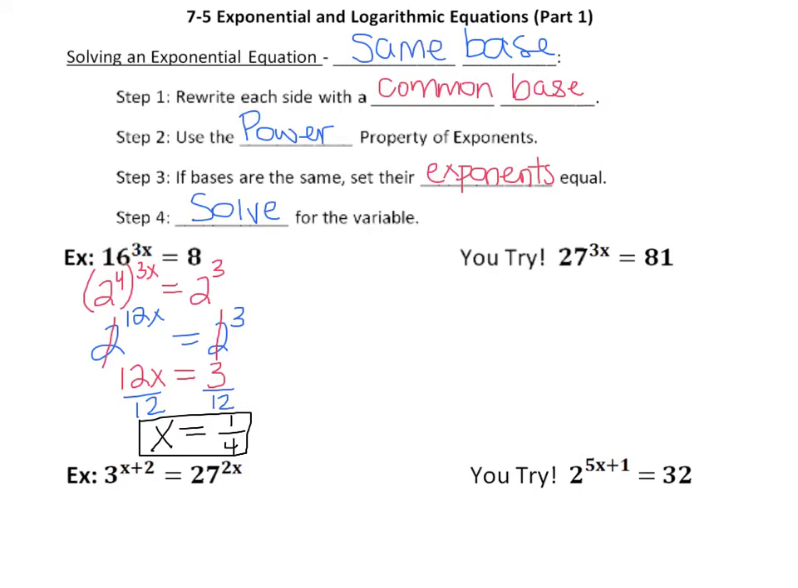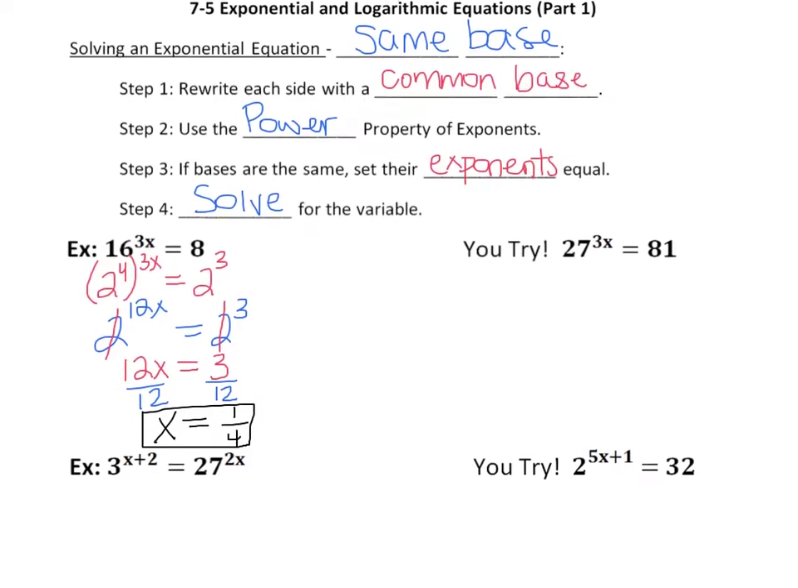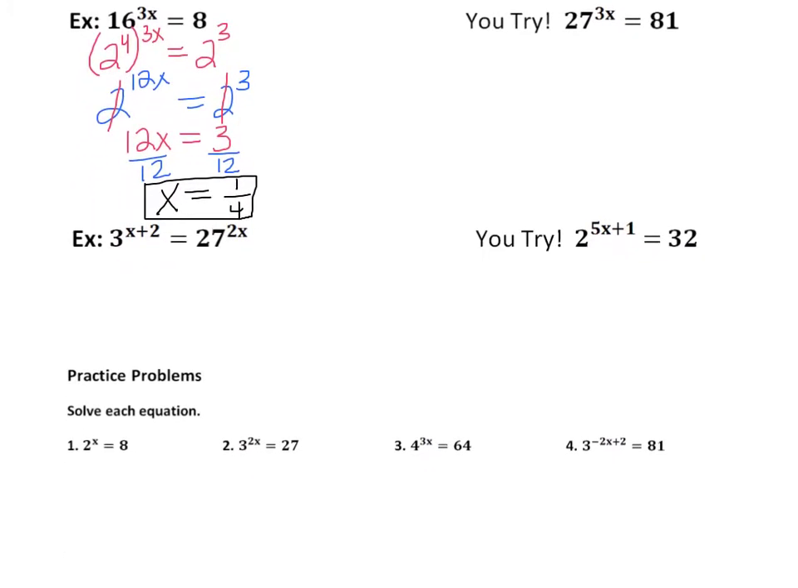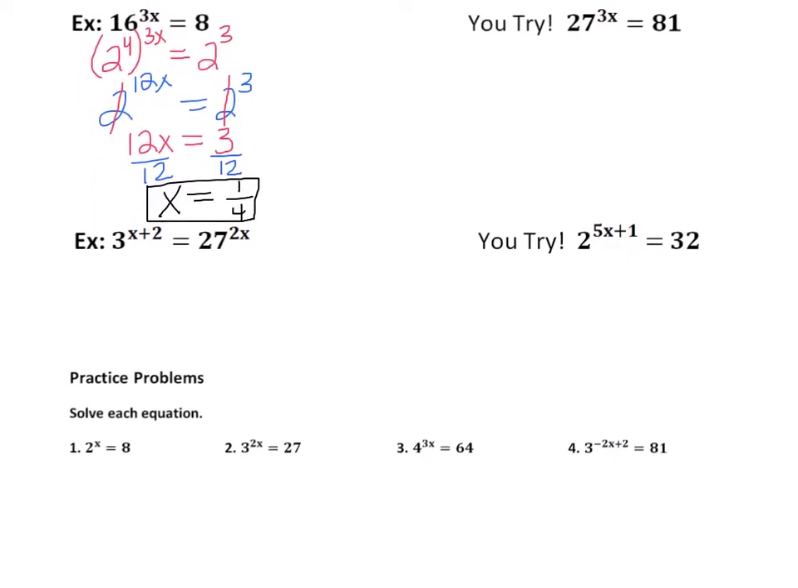Alright, looking at this next example, I want to follow the same directions as before, which were first to find a common base. So 3 is already a prime number, so I can't rewrite that. But 27 is really 3 to the power of 3. So I'll rewrite 27 as 3 cubed, and that's still being raised to the power of 2x.